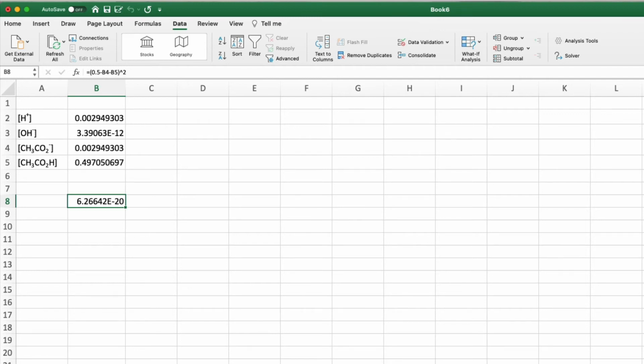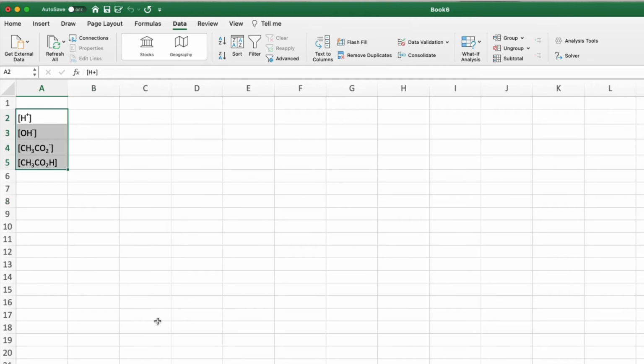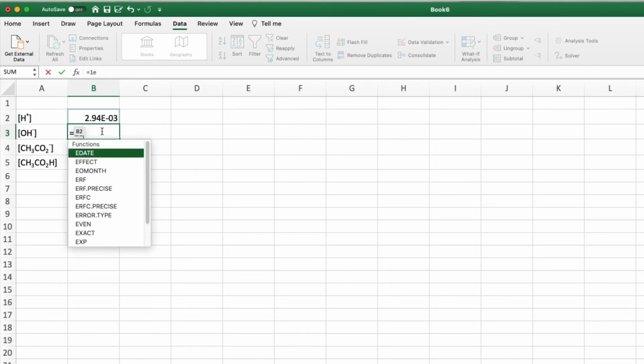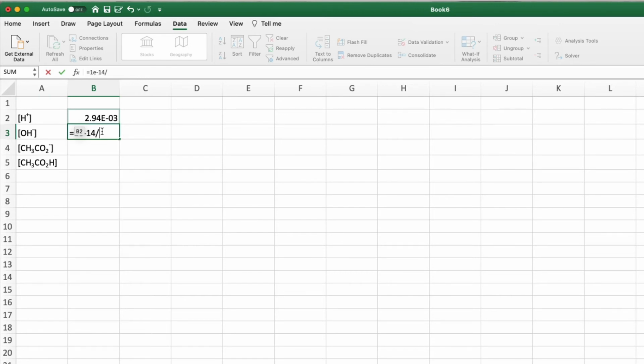So now I want to go back and show you why I picked that acetate mass balance equation as our target equation for Solver. So I want to try using Solver with the equations that we used last time. So once again, I'm going to just throw something random in here. Actually, we know what it's supposed to be. So 2.94 E minus 3, OH minus is 10 to the minus 14th divided by H plus. This part hasn't changed. H plus minus OH minus.